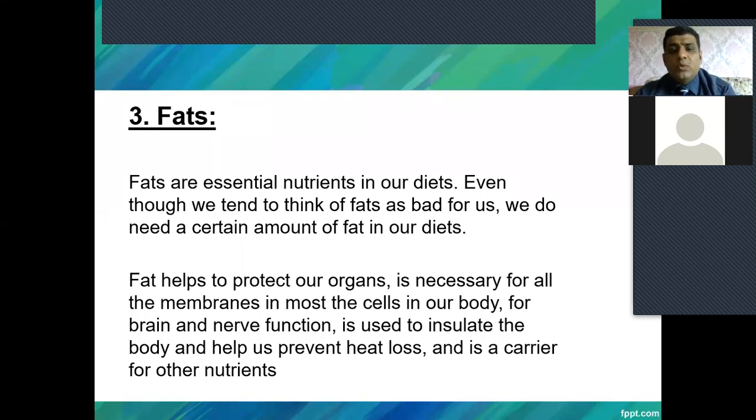Fats help to protect our organs, and are necessary for the membrane in most of the cells in our body, for brain or nerve function. They are used to insulate the body, prevent heat loss, and carry other nutrients.